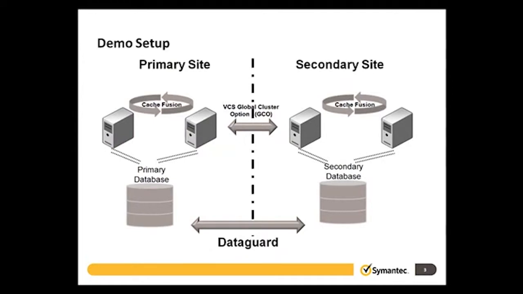This is the demo setup that we will go over in a short while. The primary site consists of two nodes clustered together using SF RAC, and we have a primary RAC database. This primary site is connected to the secondary site using GCO, that is the Veritas Global Cluster Option. The secondary site is an exact replica of the primary site. The database is replicated from primary to secondary using Oracle Dataguard.